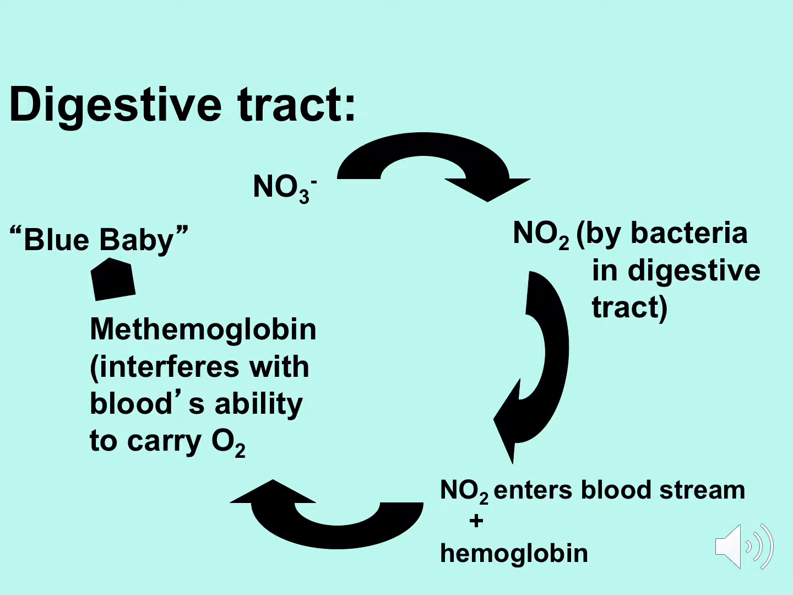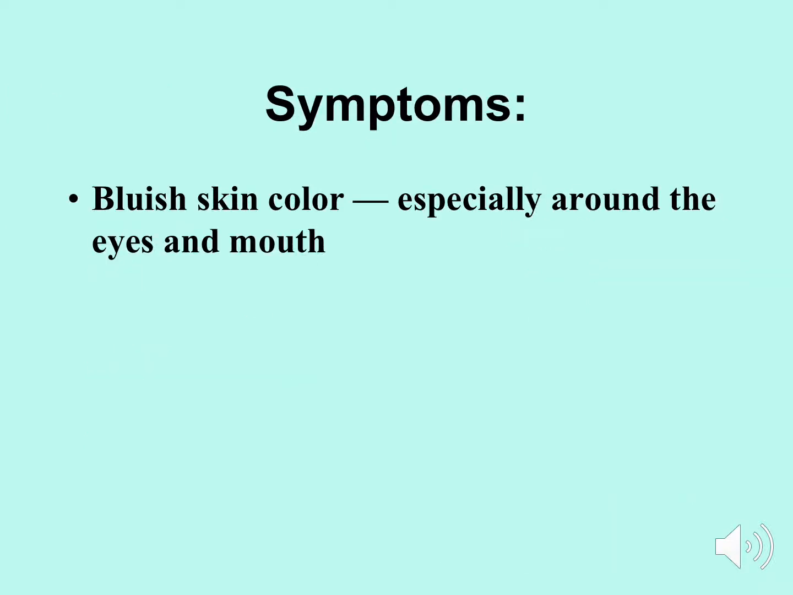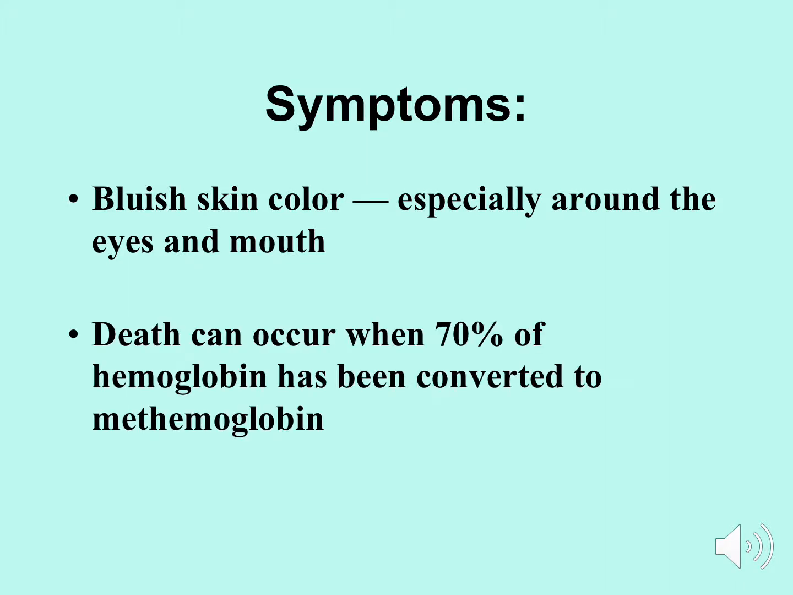When a significant portion of the hemoglobin in an infant's body has been converted to methemoglobin because of large amounts of nitrites, the child takes on some symptoms. We call it blue baby syndrome. And blue baby syndrome is simply, you can look at a child's head and you see a bluish skin color. And this bluish skin color appears especially around the eyes and the mouth of the infant. Now this is a serious condition because death can occur when 70% of the hemoglobin in the blood supply has been converted to methemoglobin.